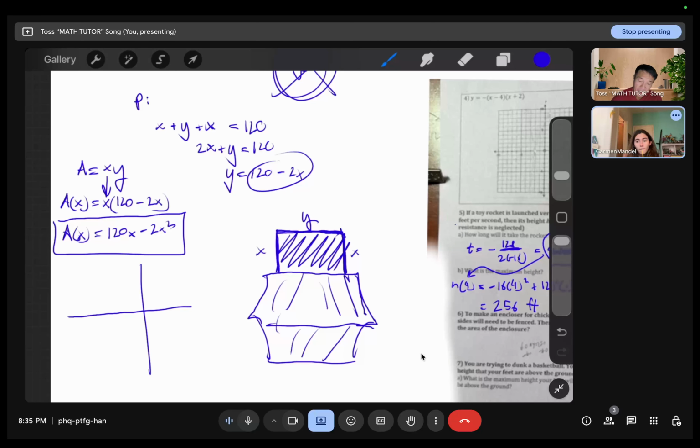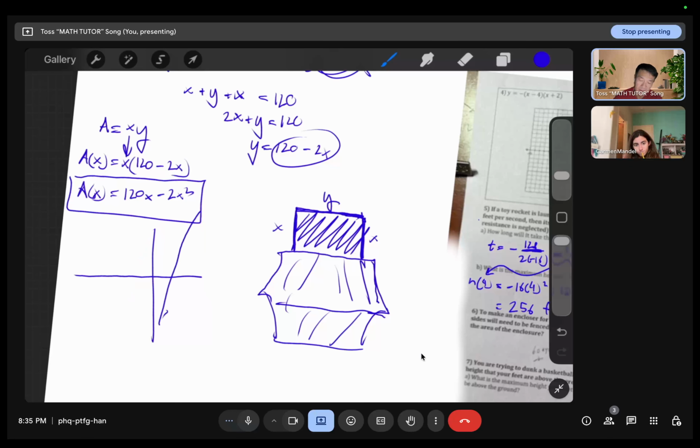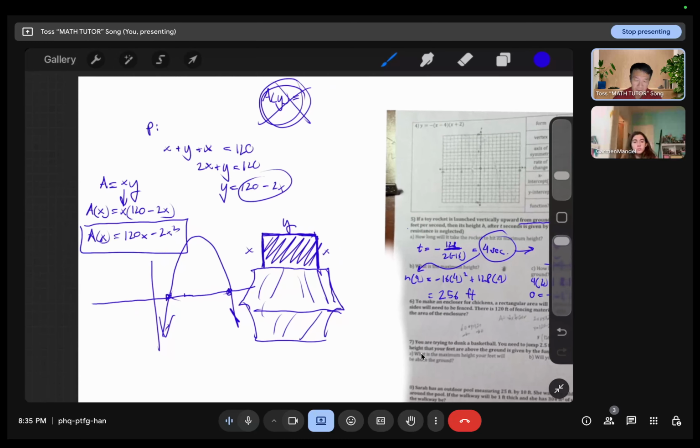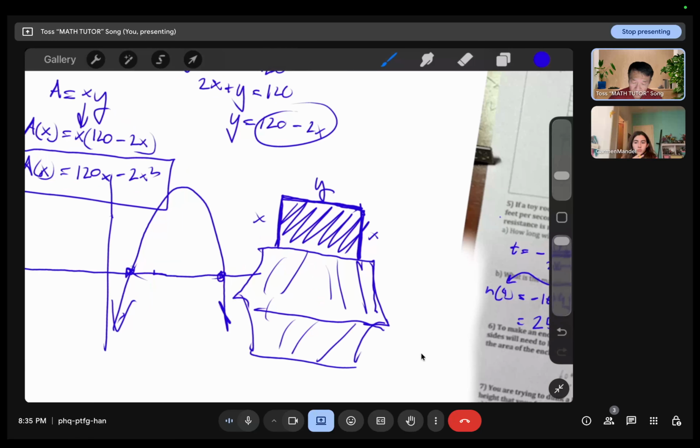So when you graph this, it will look something like this. Don't worry too much about where the x-intercept and the y-intercept are going to be. It seems like it might be in the first quadrant, like right here and here. Okay. Now, from here, you have to figure out where the area is the highest value.